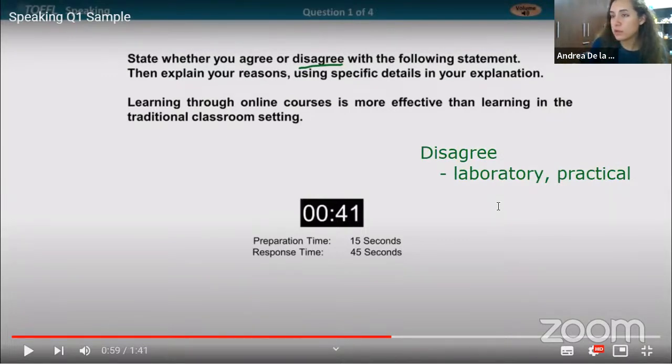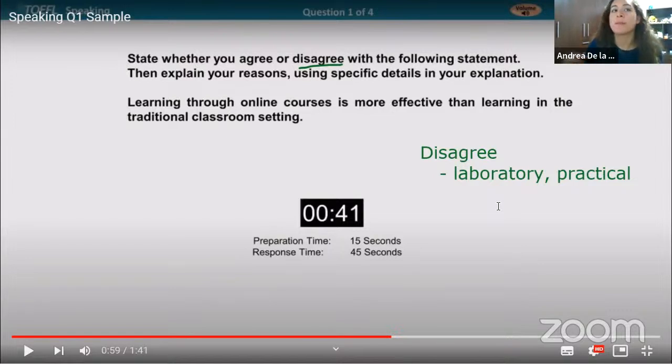But one thing that I wanted to say here, when you guys are thinking of your reasons, is that what reason you give is not really going to influence your response, your score, sorry. So that means that you could go with a simple reason. Let's say I disagree because, I don't know, you can't concentrate with online courses. So that's something very simple, very obvious, perhaps. It doesn't require too much thought. But it's okay if you go with that reason, right?